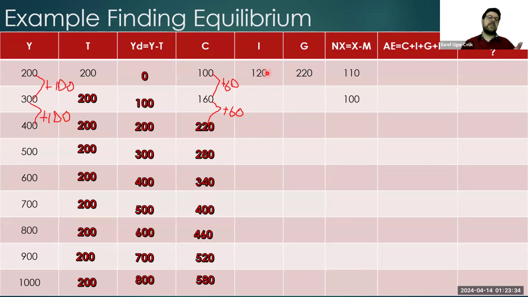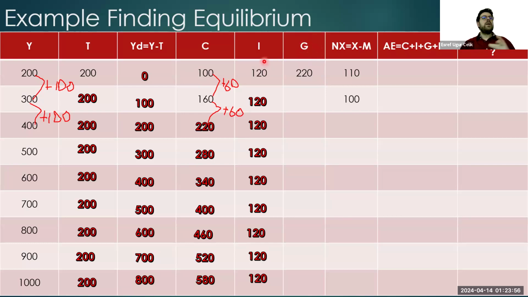But for the investments, that is not the same mechanism, because investments are autonomous. Autonomous means fixed. So 120, the same for all rows. The same mechanism applies for government expenditure. But in real life, investments are affected by changes in the interest rate. This is an assumption to solve easily for the example. I set the government expenditure also as a fixed autonomous value.